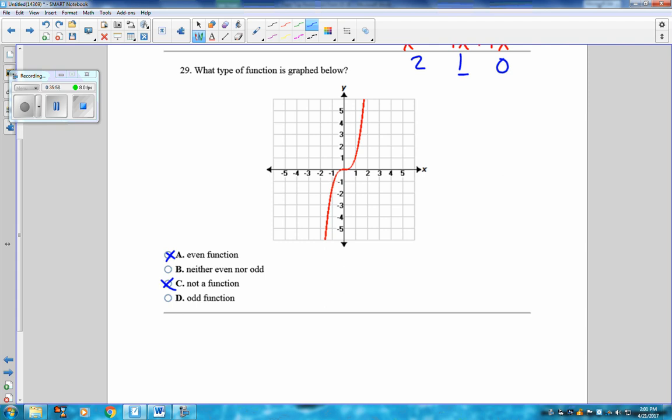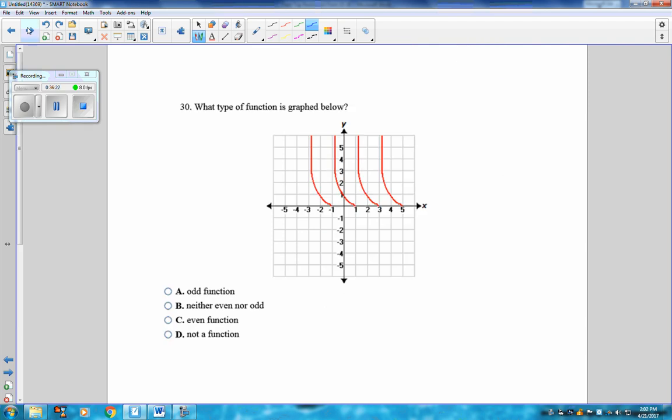Now, if it's an odd function, that means I can take my graph, it goes through the origin. So it does go through the origin, and if I rotate it 180 degrees, it'll look the exact same. If I rotate this graph 180 degrees, which means you just flip your paper over, then it would look the exact same. So my answer is going to be D, odd function.